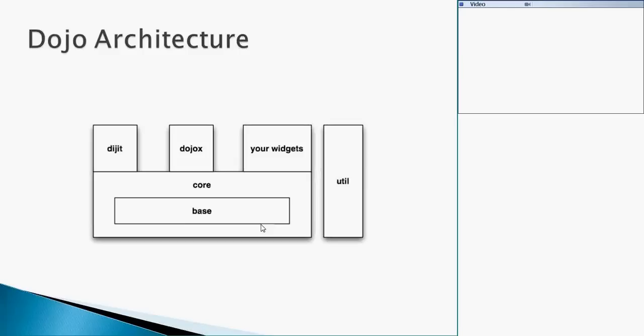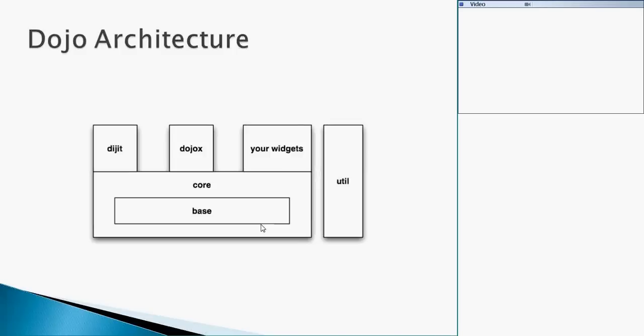And these are your widgets. You can write your own code, make your own widgets, and extend the Dojo or Digit widgets into your custom widgets and place them inside. After the build, all these things can go into a single file.